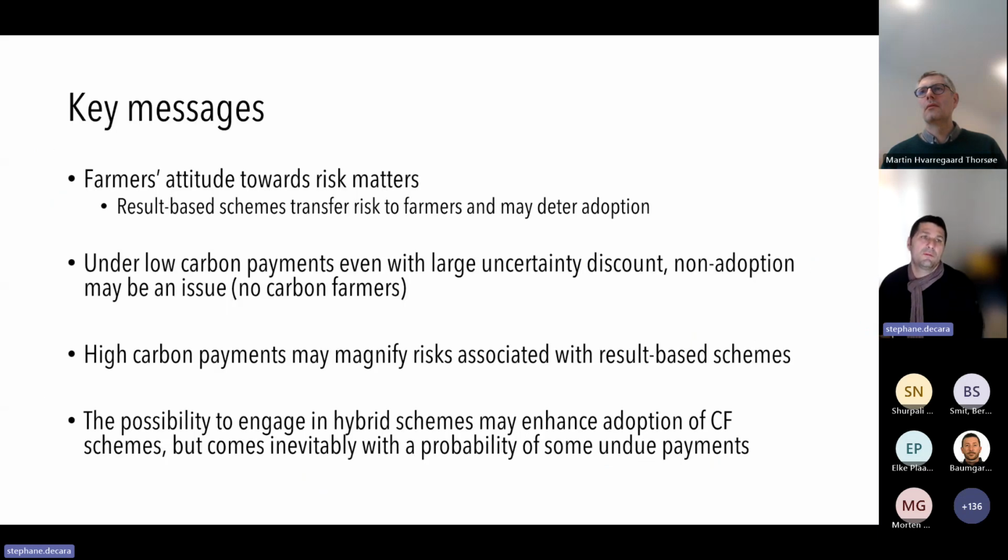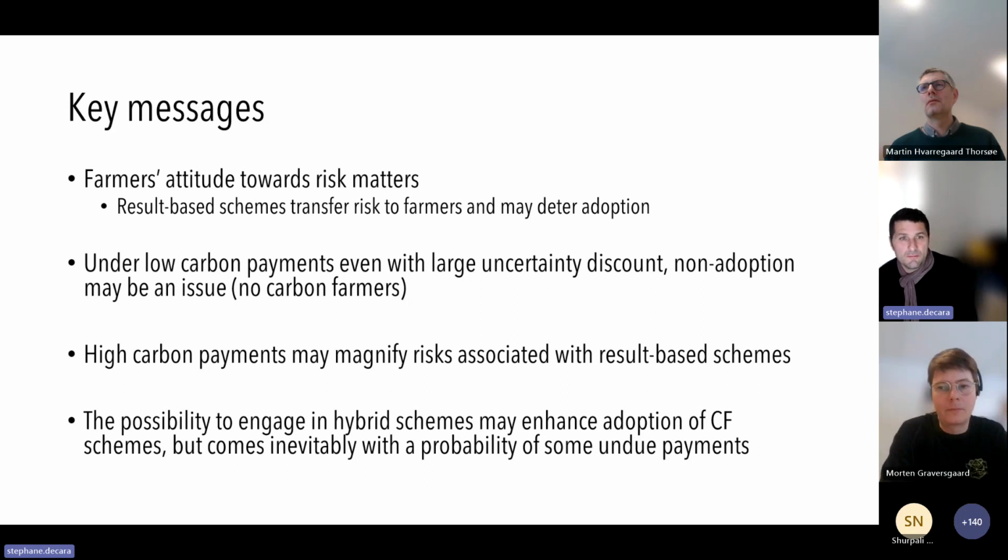So, what do we take from this? Four key messages. First, the attitude towards risk matters for both the adoption and the design of carbon farming schemes. Because if you go result-based, which is supposed to be a better way to go, you do transfer risk to farmers, and in doing so, you may deter adoption.